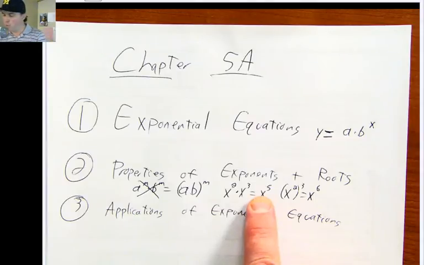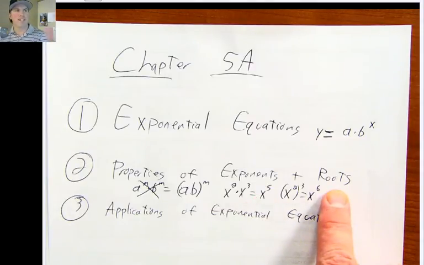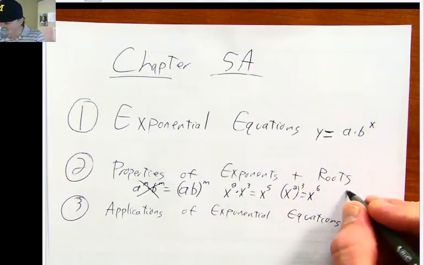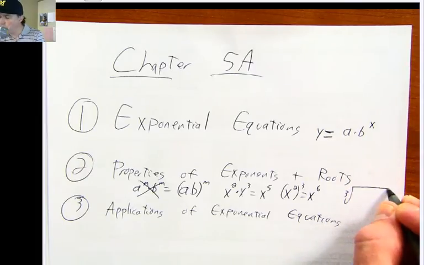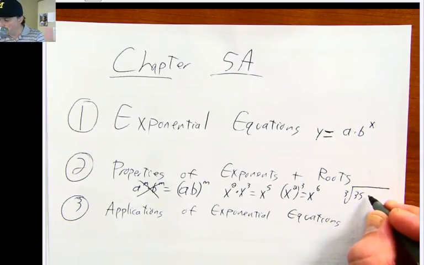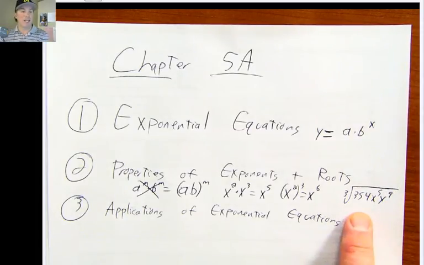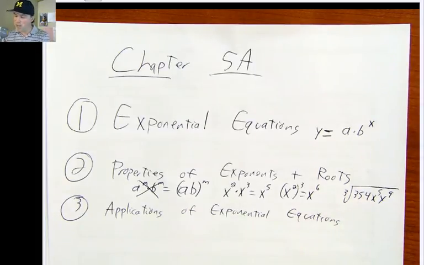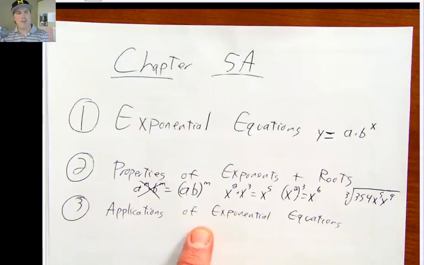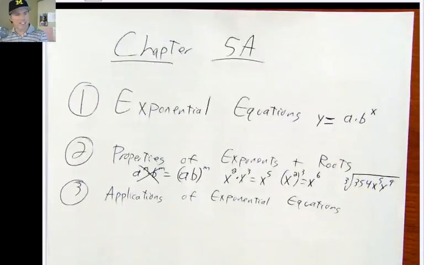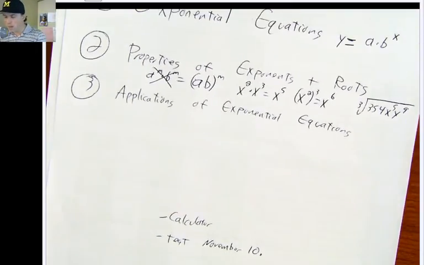That's just the intro. And then we're going to be simplifying some roots, like the cube root of 370 or 354 x to the 5 y to the 9. Simplifying complicated roots, we're going to spend some time with that. And then at the end of the chapter, we're going to get back into exponential equations and do some story problems.